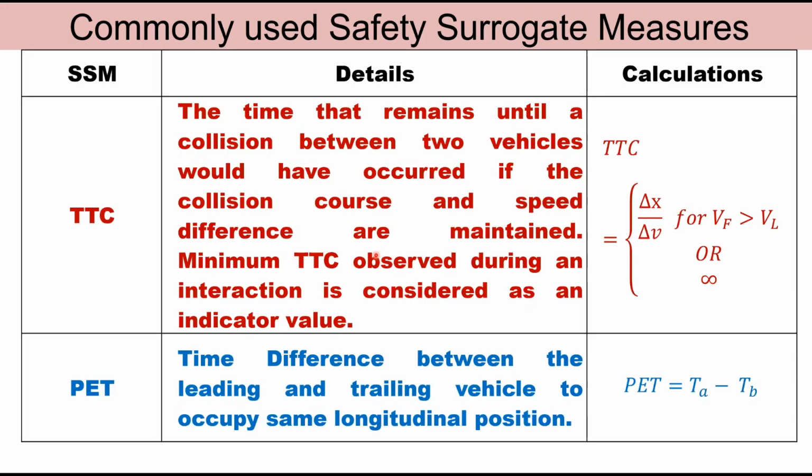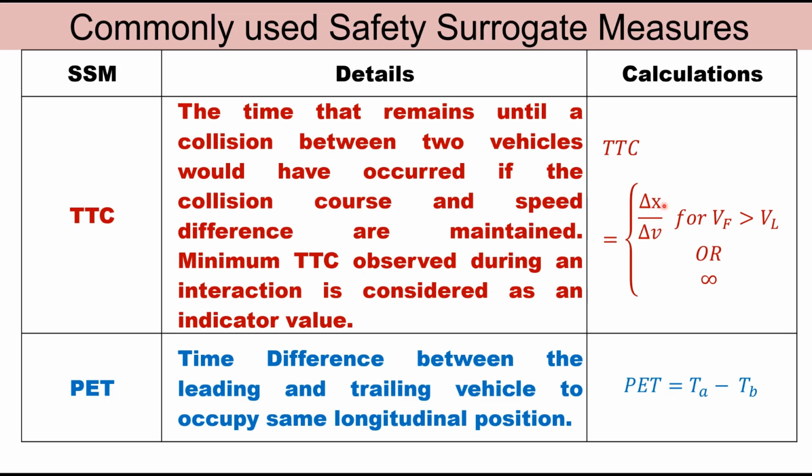Now, two important parameters which are very commonly used are time to collision and post-encroachment time. Now, time to collision is the time that remains until a collision between two vehicles would have occurred if the collision course and speed difference are maintained. That means no action is taken by both vehicles. And the minimum TTC observed during an interaction is considered as an indicator value. So, TTC is delta x upon delta v.